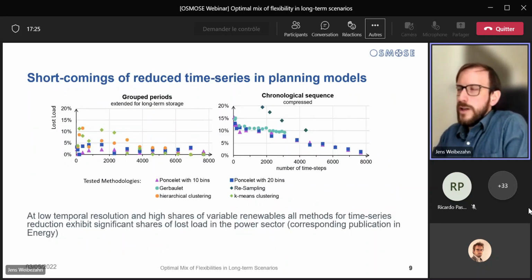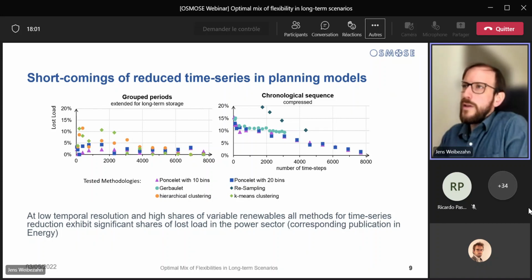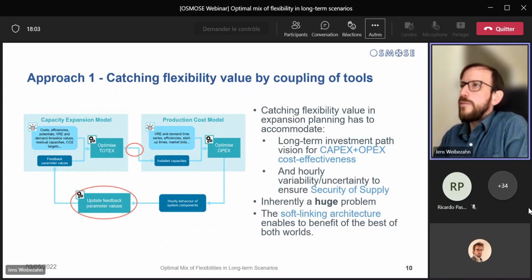Yet there are a couple of shortcomings if you use these reduced time series in such planning models. And obviously, you can see here in this picture that if we go down to very low temporal resolutions with a high share of variable renewables at the same time, then there will be a significant share of lost load in the power sector when we actually do the hour-by-hour modeling to check if the results are working. And we've tested different methodologies, and they all have their own shortcomings. Which is why we thought of some other methods of how to approach the problem.